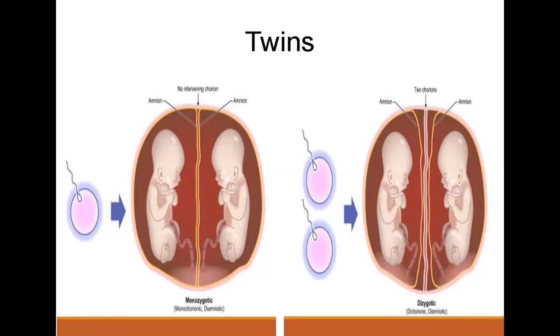When more than one ovum is fertilized and there is more than one fetus, then it is twins, and it is divided into two types: monozygotic twins or dizygotic twins. So that is what we have seen about the introduction of obstetrics. In that, we have seen the antenatal part, the normal mother part. So thank you.